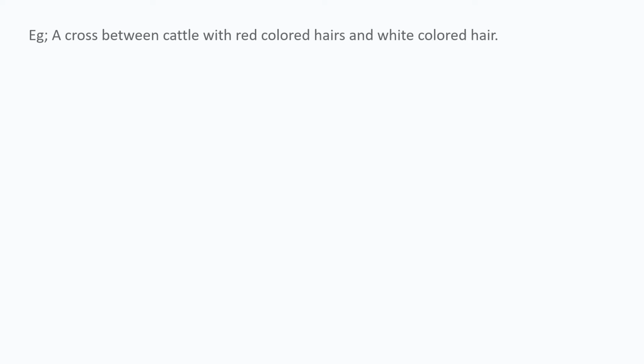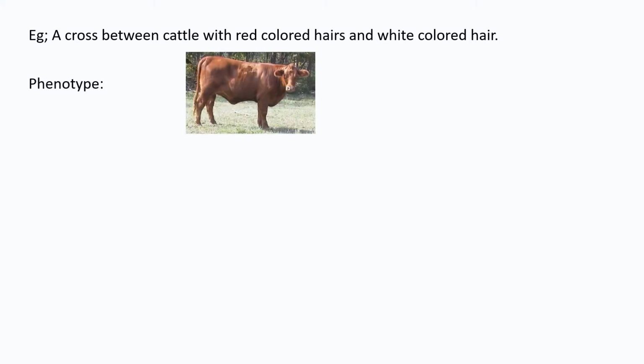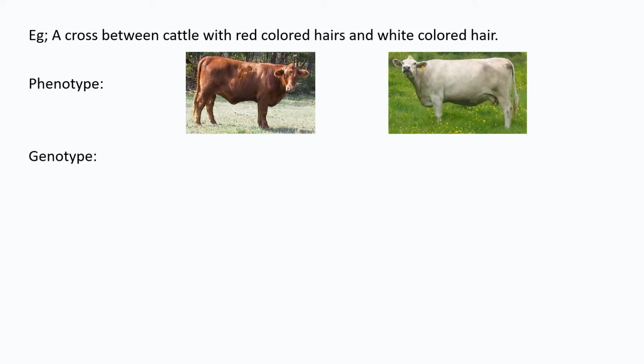Now, to understand this, let's take an example of a cross between cattle with red-colored hair and white-colored hair. So their phenotype, that is their physical appearance, would show presence of red coat and white coat. The genotype of red-haired cattle is RR, while that of white-haired is WW. Thus the gamete formed by red-haired cattle is R, and white-haired cattle is W.